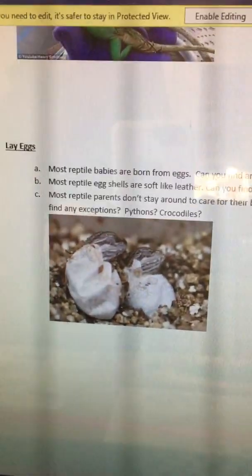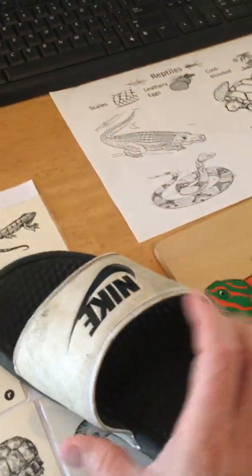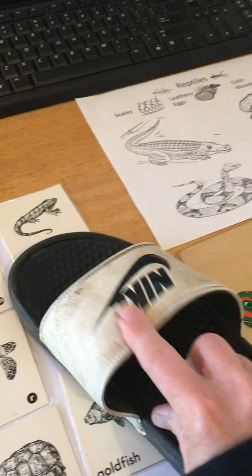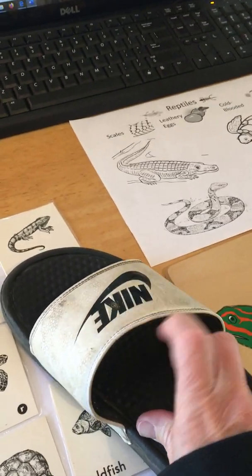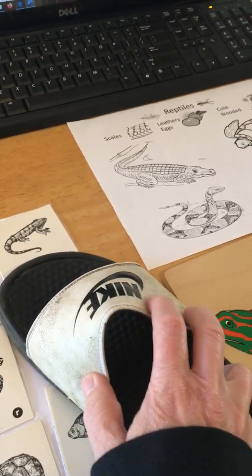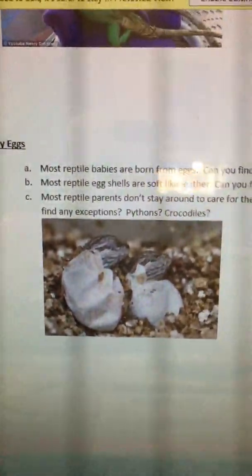Leather is like what your shoe is made from, and it bends and is soft. I'm going to get a pair of Greg's shoes. Here you have these slides, kind of dirty. You can see it bends. This little, and it's probably fake leather, but you get the idea. It bends and is soft like that. And a lot of reptile eggs are like that. You can see the texture there in the folds.